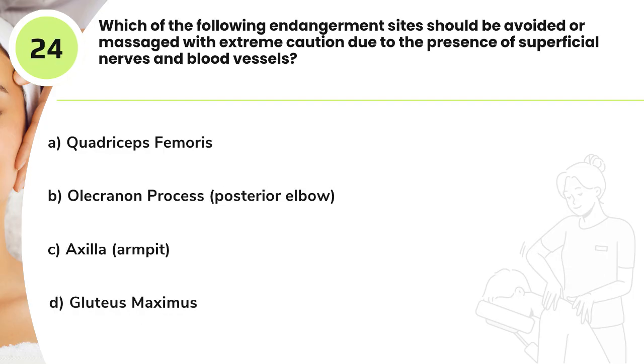Question 24. Which of the following endangerment sites should be avoided or massaged with extreme caution due to the presence of superficial nerves and blood vessels? A. Quadriceps femoris. B. Olecranon process, posterior elbow. C. Axilla, armpit. D. Gluteus maximus.